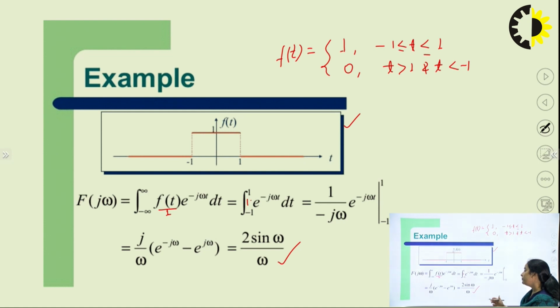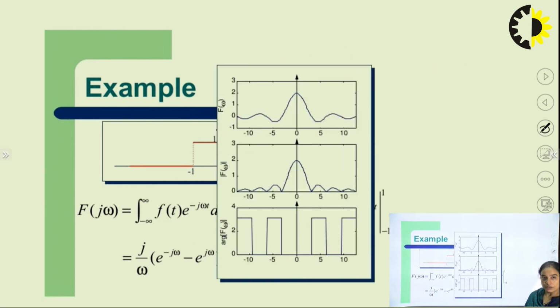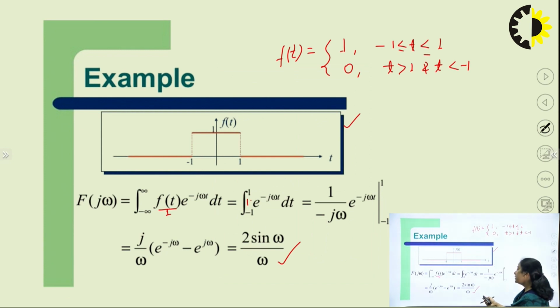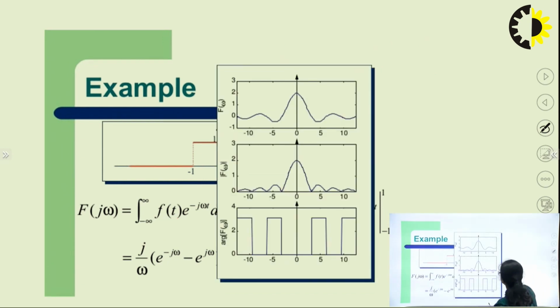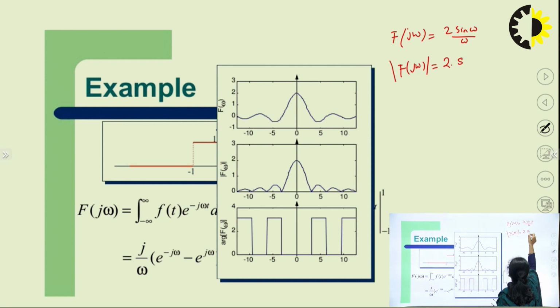Now if you need to draw the spectra, that means if we calculate the magnitude of F(jω), obviously that is a function of ω only. F(jω) is 2 sin ω by ω. So the magnitude of F(jω) is 2 sin ω by ω, taking its magnitude.